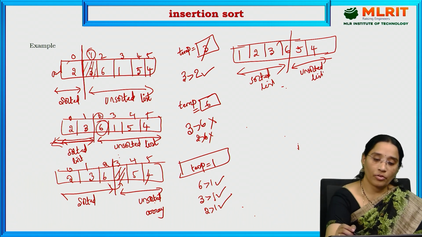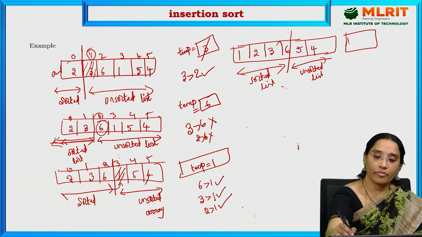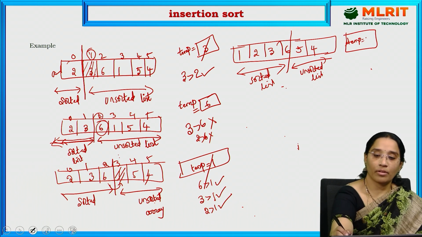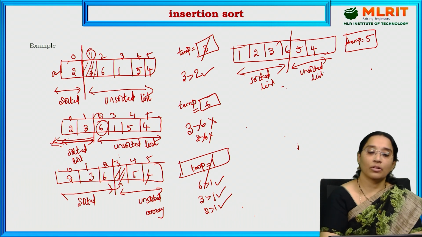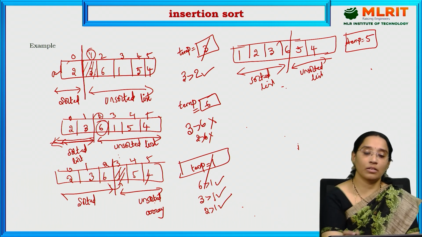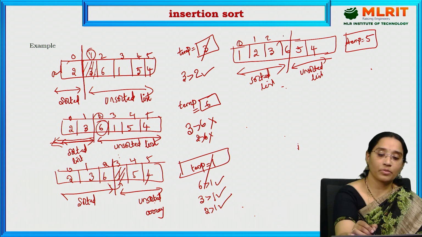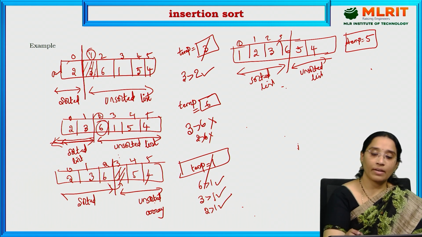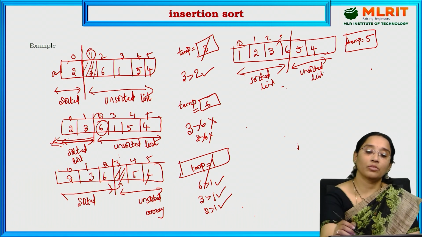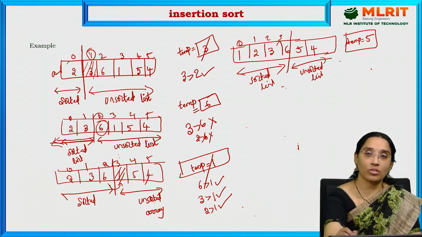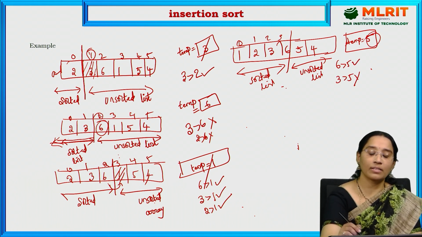Next, what will be the temp value now again? We will place in temp the next value, which is 5. So now 5 is compared with, these are the index positions, 5 is compared with index 3. What is the element present at index 3? That is 6. 6 greater than 5, true. 3 greater than 5, false. So we are comparing with the value that is in the temp.